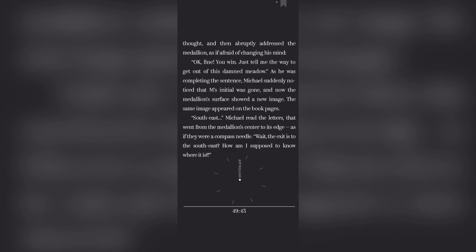As he was completing the sentence, Michael suddenly noticed that M's initial was gone, and now the medallion surface showed a new image. The same image appeared on the book pages. "Southeast," Michael read the letters that went from the medallion's center to its edge, as if they were a compass needle. "Wait, the exit is to the southeast? How am I supposed to know where it is?"